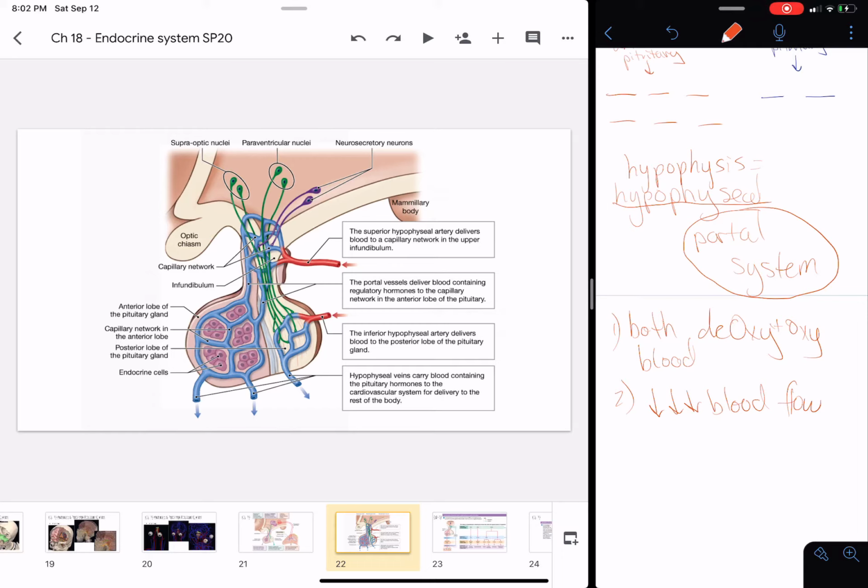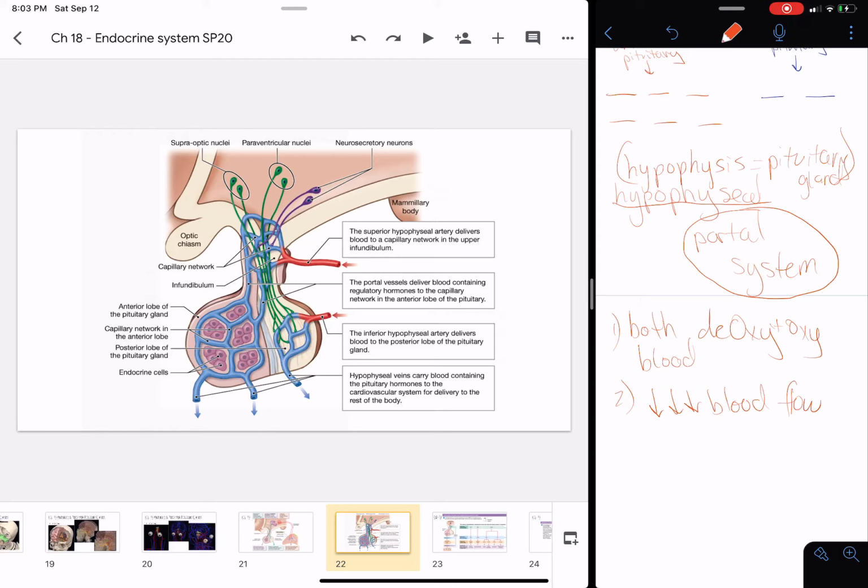It's another word for pituitary gland. So that's why, and you don't need to know that, you can call it either way. Your book sticks to anterior and posterior pituitary, but there are some references to hypophysis. So this is why it's called the hypophyseal portal system, because it's the pituitary gland's portal system. Okay, and so here we have two capillary beds, one superior and one inferior.